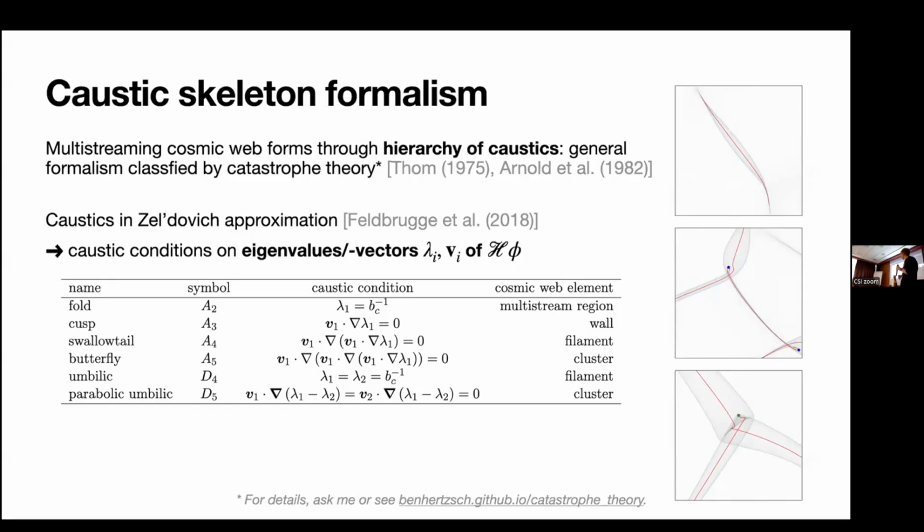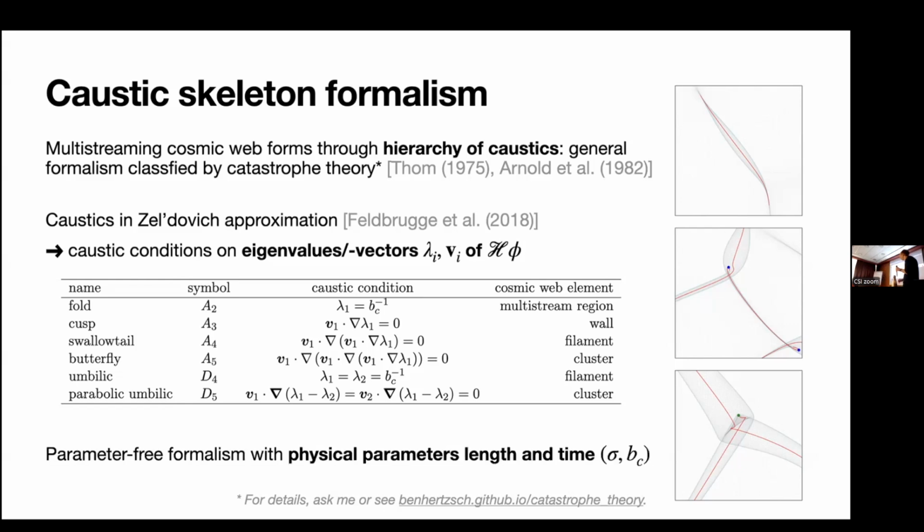In 2018, Feldbauer et al. obtained this exhaustive list of caustic conditions that classify all the structures appearing in a 3+1 dimensional universe. I don't want to read them out, you can read them here. The important thing about them is that these are a set of nonlinear algebraic conditions on the eigenvalue and eigenvector fields of the tidal tensor. As such, you can evaluate them in the primordial fields, and they give you the full hierarchy of multi-stream regions, which are bisected by cusp sheets that give you the cosmic walls. The cosmic walls in turn fold into filaments, and the filaments in turn fold into clusters.